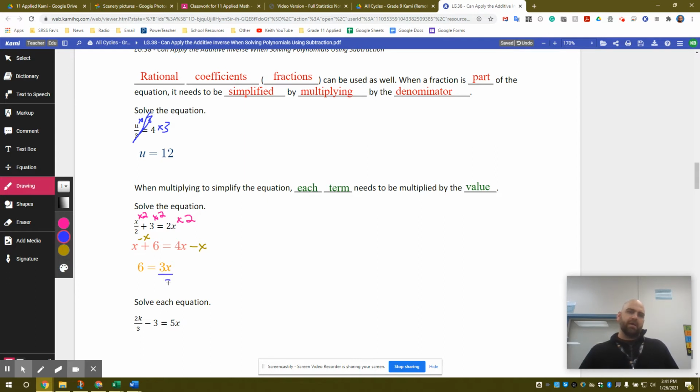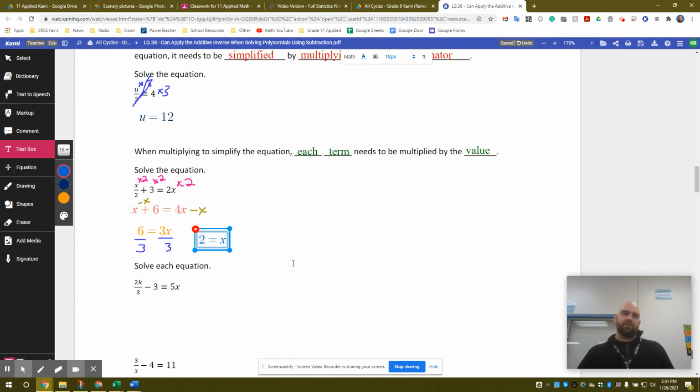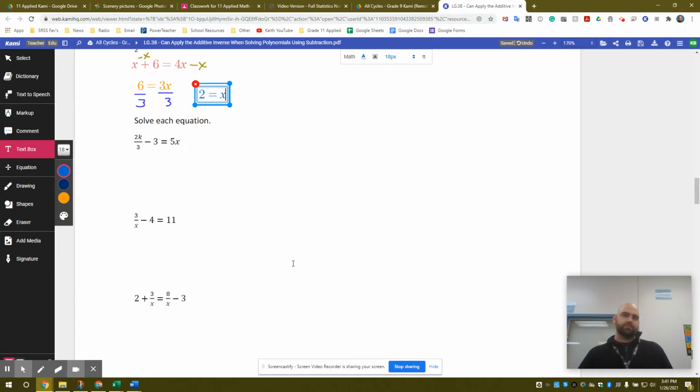We do that by dividing this side by 3, and dividing this side by 3. And that's going to give us 6 divided by 3 is 2, and 3 divided by 3 is just 1, right? So then we have x left over there. So x has to be 2. So this is 2 divided by 2 is 1, plus 3 is 4. 2 times 2 is 4, so 4 is equal to 4. So that, in fact, works out really nice.